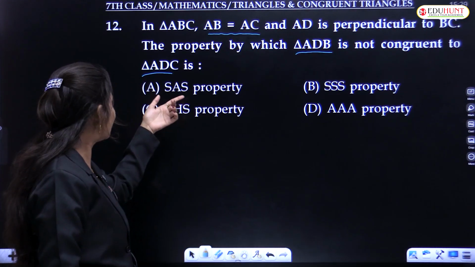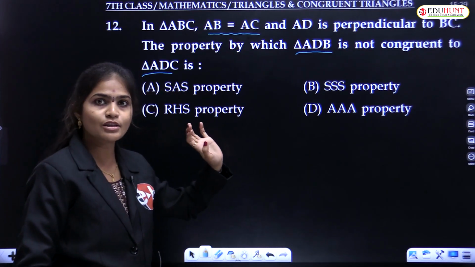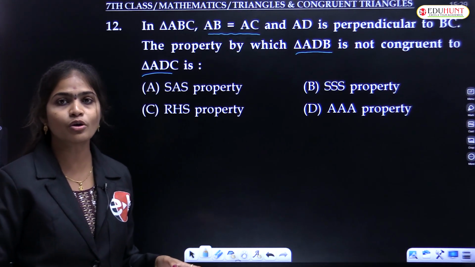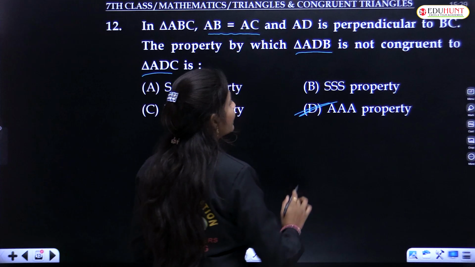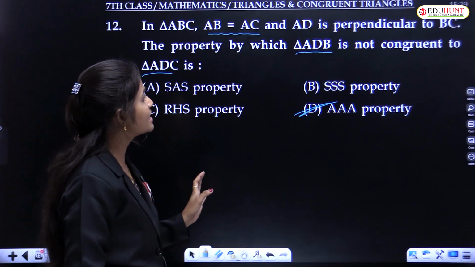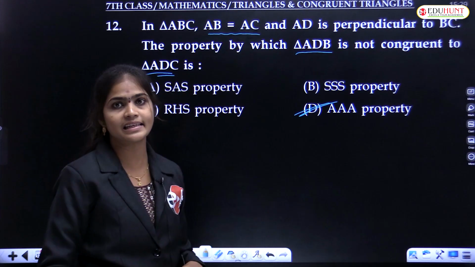So by taking that SAS property we can say that they are congruent, and by the SSS property also we can say, RHS property also we can prove that the given triangles are congruent. But here, by taking only angles, by taking the AAA property, we cannot prove the given conditions. Here triangle ADB is not congruent to triangle ADC.